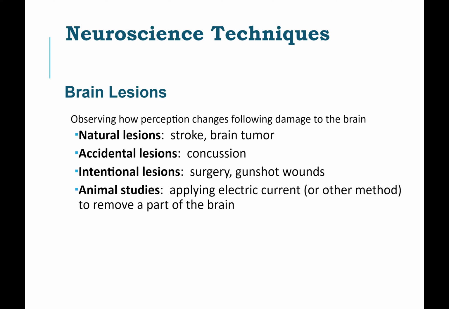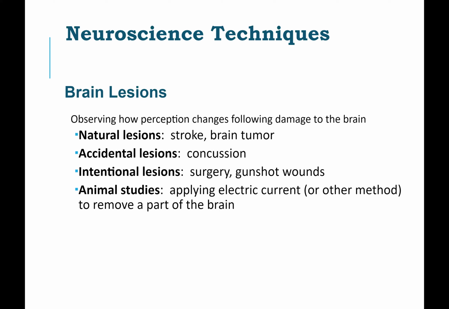So that's the assumption. There are natural lesions like a stroke or tumors. There are concussions, and there are a lot of them in sports, and it's a big topic. There are intentional lesions, like a surgery or a gunshot wound. And then there are animal studies where you could lesion a brain area permanently, or you could use types of solutions that you inject in there, and then the lesion goes away after a while.